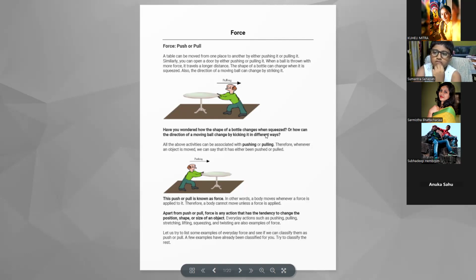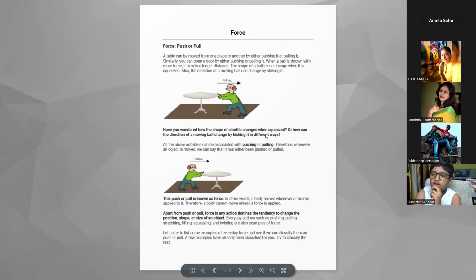Shubhodip, do you know the name of any force? Miss, muscular force. Muscular force? No, not a type of force. Miss, can I shift to mechanical? You can shift to mechanical, but I cannot say one. Yes, Sumantra and Anuka.